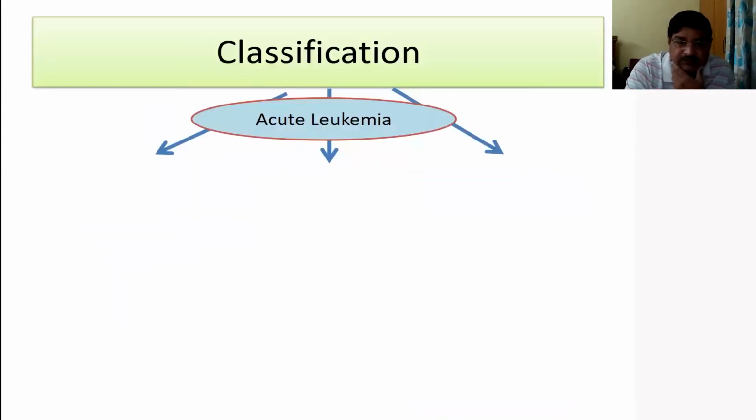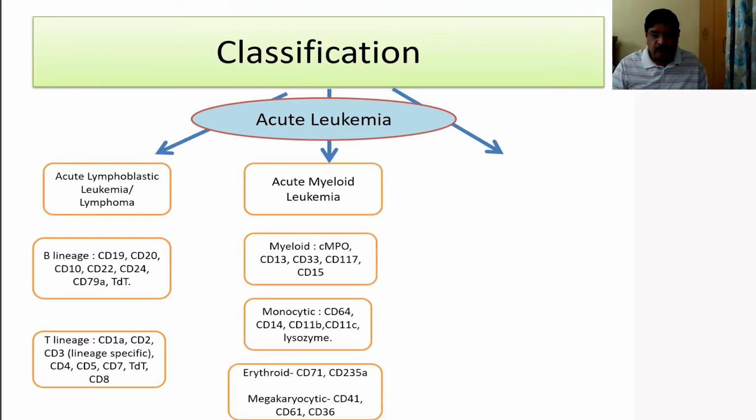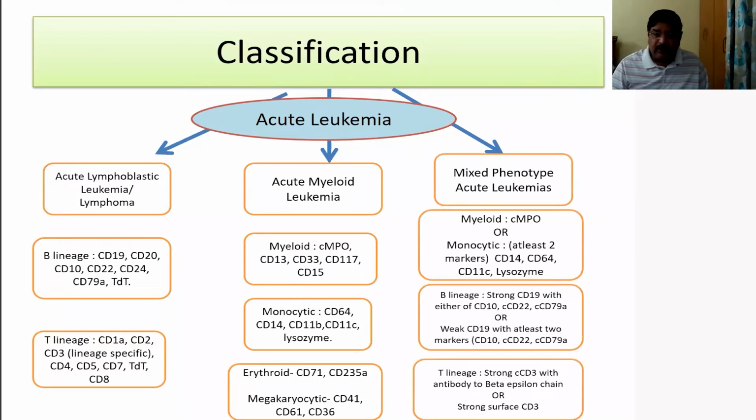So if you classify acute leukemias, you have acute lymphoblastic leukemia lymphomas, you have acute myeloid leukemia, and you have a category of leukemias, a group which are nothing but biphenotypic or mixed phenotypic acute leukemias, based on the phenotypes that are present on the cell surface and in the cytoplasm and in the nucleus.